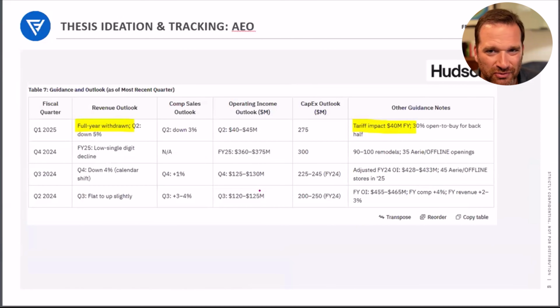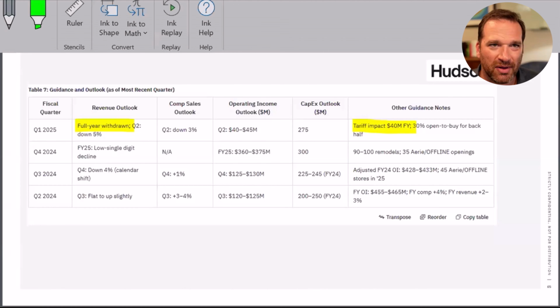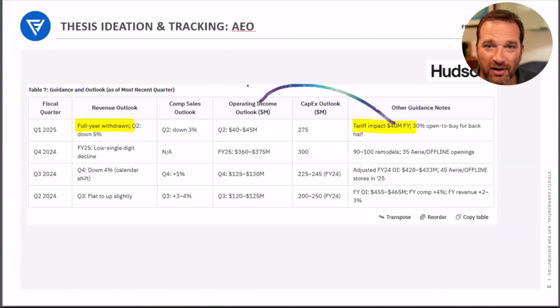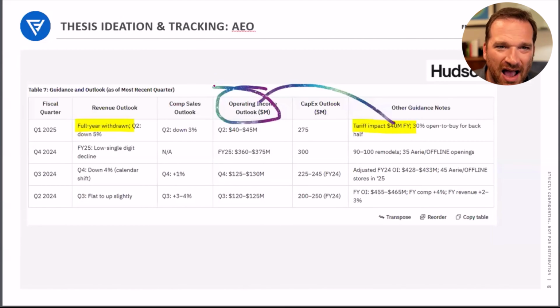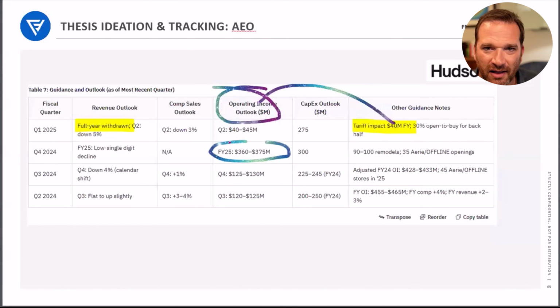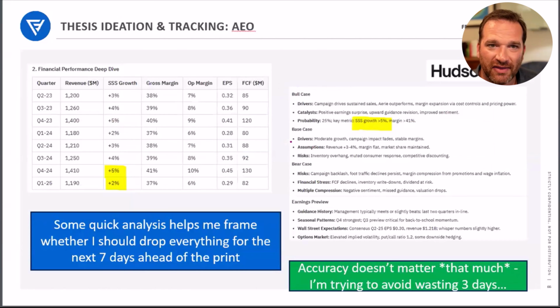I saw the guidance was reduced, tariff impact. Tariff impact has a pretty big impact to the operating income outlook for the year, almost over 10%. So is that something I need to have a sense of? Is the market complacent on that impact?